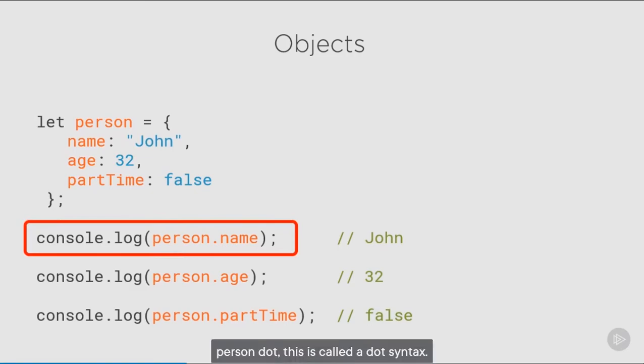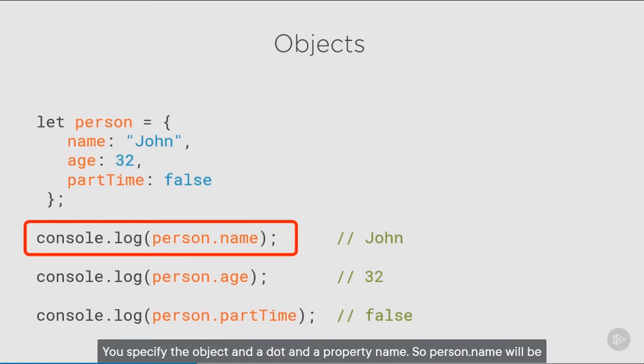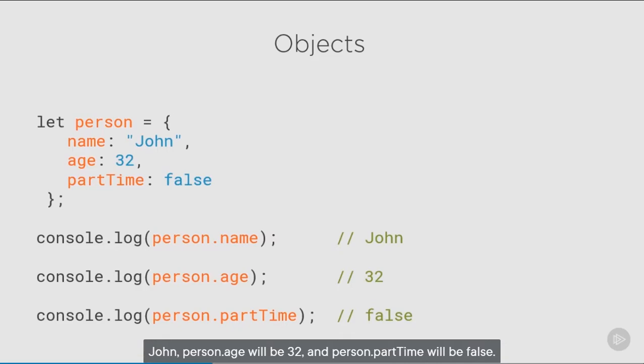But once we have an object, let's see how we access these properties. Here's our object we just created, and we're logging out person dot. This is called a dot syntax. You specify the object and a dot and a property name. So person.name will be John. Person.age will be 32, and person.parttime will be false.